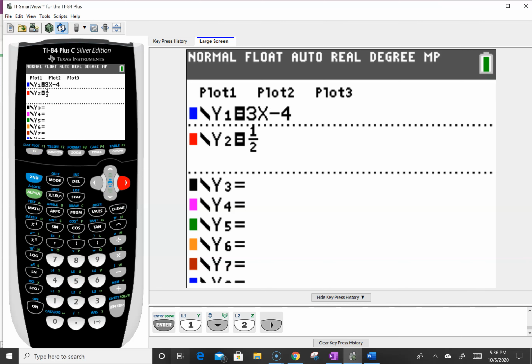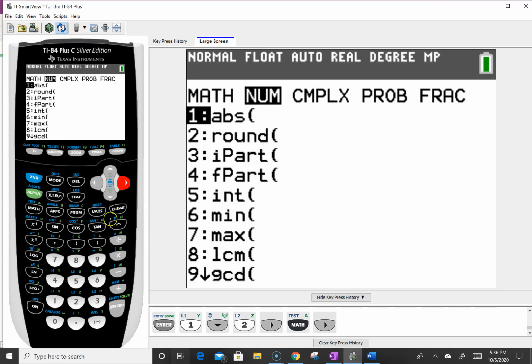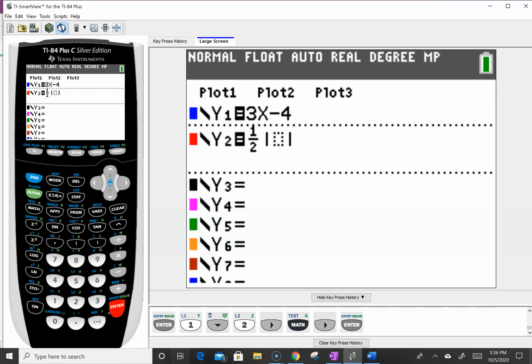Now I need an absolute value. For the absolute value, I'm going to go to the math option, and then I'm going to go over to numbers. My first option is absolute value. So I'm going to hit enter. And there's my absolute value. I want the absolute value of x minus 5. Okay, and I can arrow out of the absolute value.